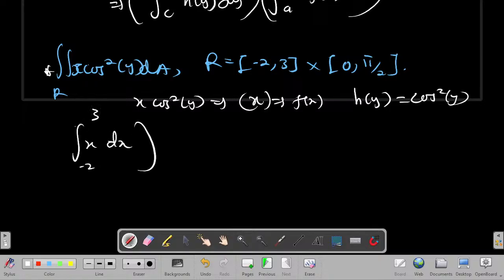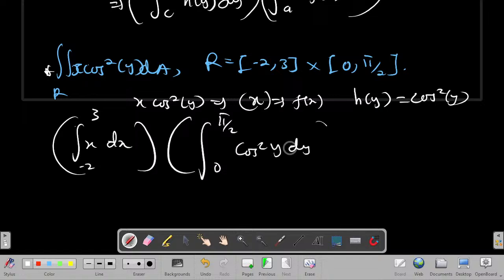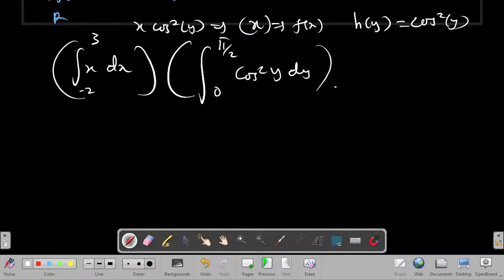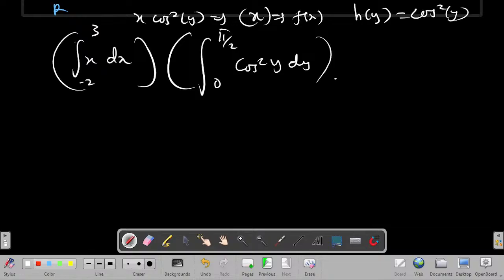The answer I get will multiply my integral in y, from 0 to pi on 2, of cos squared of y dy. As simple as that. So you just separate it into two. If you don't do it this way, I think it's going to be difficult for your integration. So these are special cases. Sometimes you have to open your eyes so that you don't skip. Now, let's do our integral.